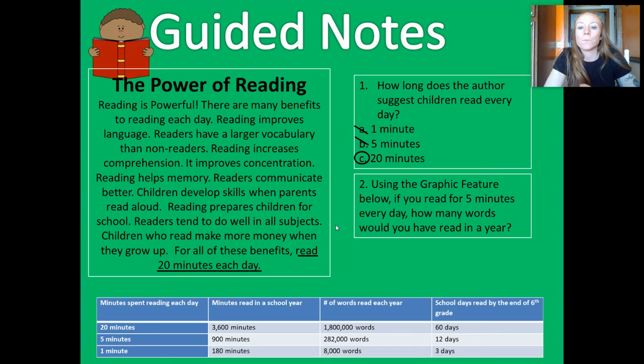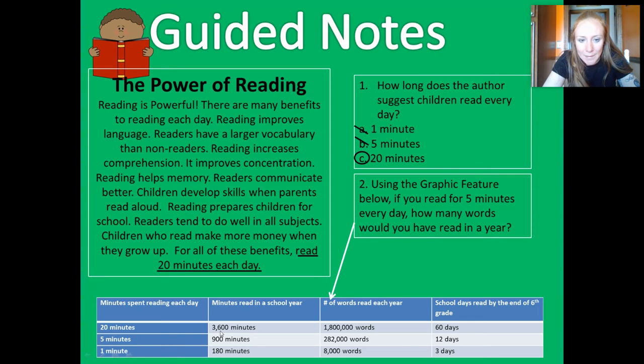Here's question number 2. Using the graphic feature below, if you read for 5 minutes every day, how many words would you have read in 1 year? Now, if you're tracking your screen, you'll notice that there's an arrow here. Watch my arrow move. So the arrow is helping you in this graphic feature, give you a little bit of a hint. All the way over on the left-hand side, track your screen, find my mouse. This says minutes spent reading each year. So if you go down, it starts at 20 minutes, 5 minutes, and 1 minute.